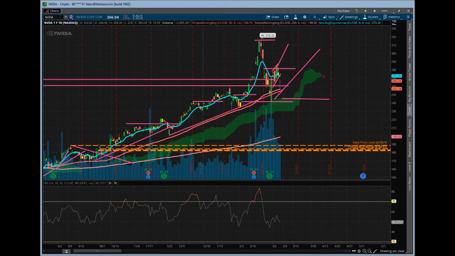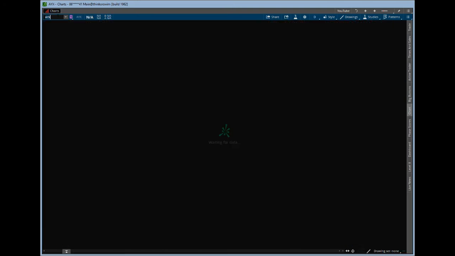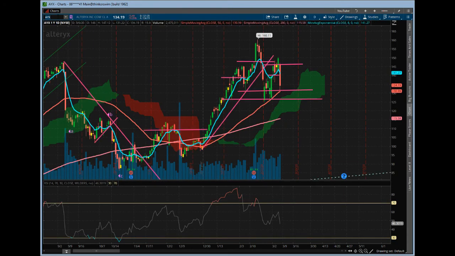And then AYX. So AYX again has a lot of potential here. You had a big, decent close this day over some key levels. They gapped it down with the rest of the market, hit the 50-day moving average, bounced off of it. So let's see if we can consolidate here and try to work its way up.